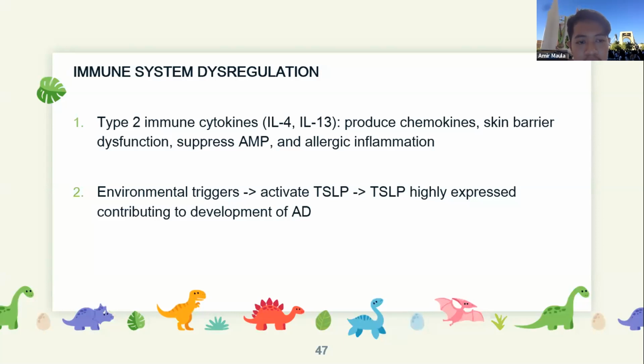It has also been researched and found that environmental triggers can activate the TSLP gene. TSLP, or thymic stromal lymphopoietin, is another immune pathway gene that can contribute to the development of atopic dermatitis. So when there are environmental triggers, they activate the TSLP gene, which will be highly expressed and further help in the development of atopic dermatitis.